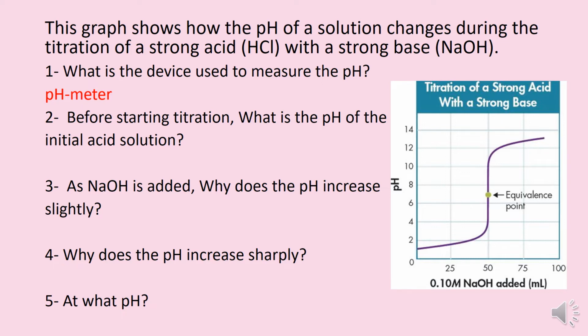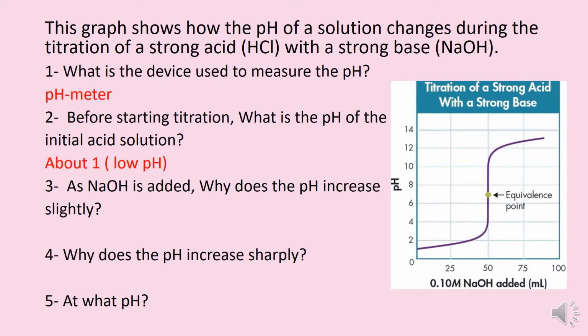Now the second question: before starting titration, examine the graph well. What is the pH of the initial acid solution? From where does it start here? So what will be the answer? It is about 1. So is it a low pH or a high pH? It is a low pH because it is acidic. The acid solution has a pH less than 7.